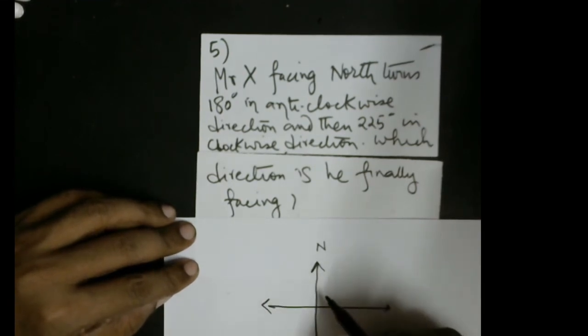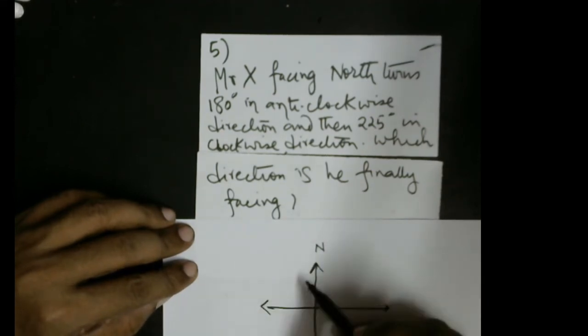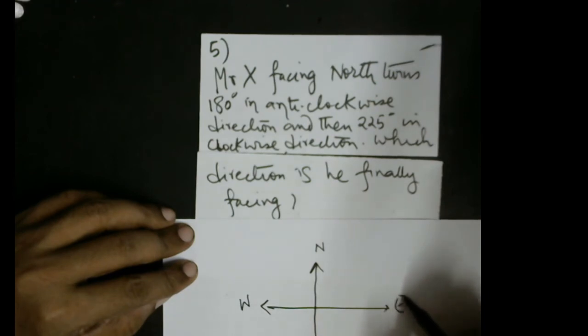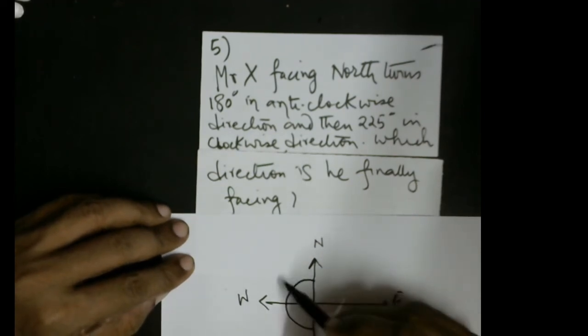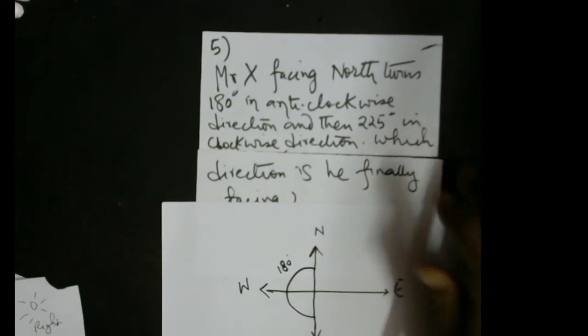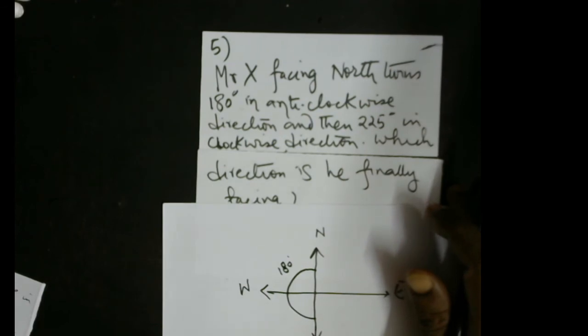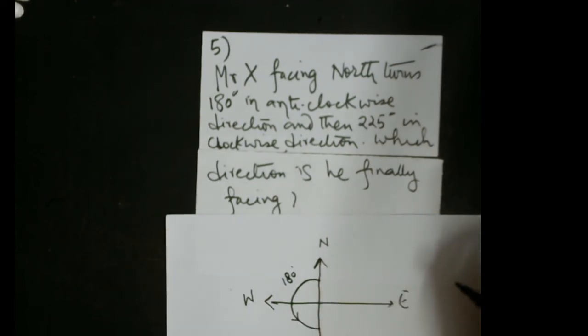Now what he has done? He has turned 180 degree anti-clockwise. Anti-clockwise means from this direction, east to north, north to west, and then south. So this direction movement is anti-clockwise. So person has turned 180 degree this way. Now what happened? 225 degree, again he rotated. The movement was angular movement, anti-clockwise direction previously, now 225 degree clockwise direction.